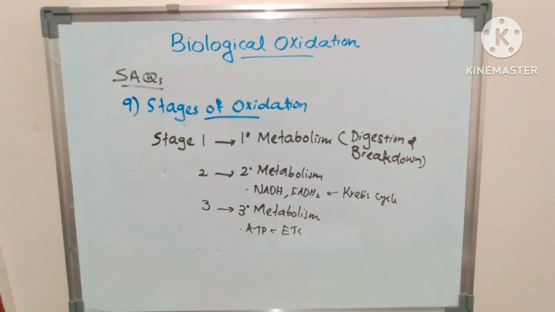And coming to stage 2, that is secondary metabolism. Here, production of reduced coenzymes like NADH, FADH2 through Krebs cycle. Then stage 3 or tertiary metabolism. This is the final stage, that is ATP generation through electron transport chain. It is also known as terminal oxidation or oxidative phosphorylation.